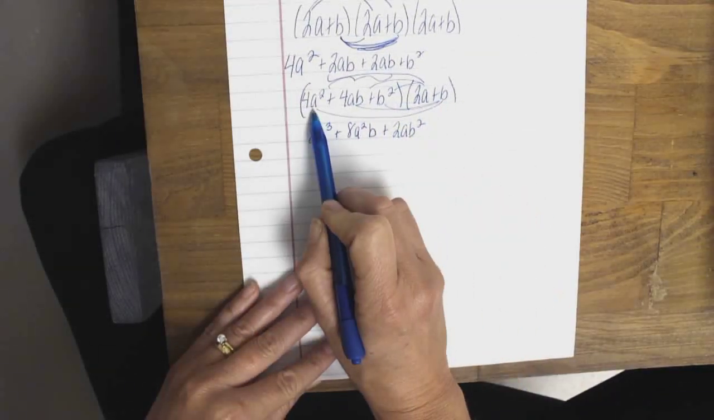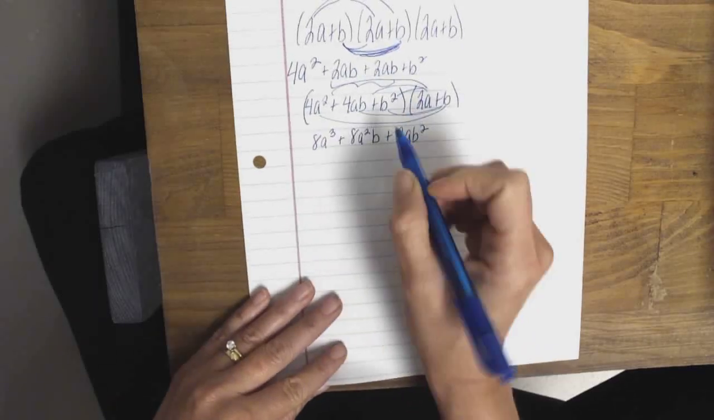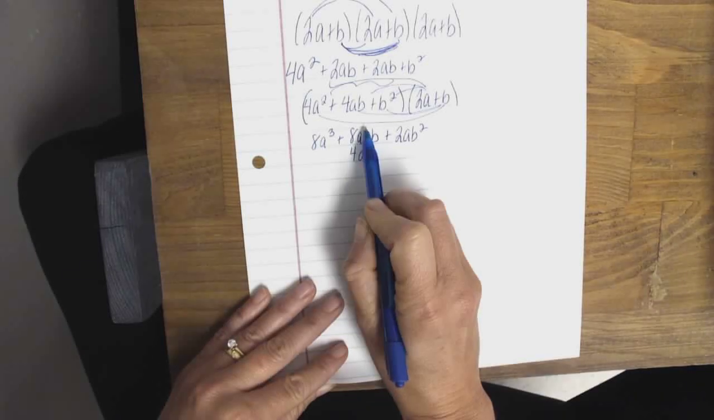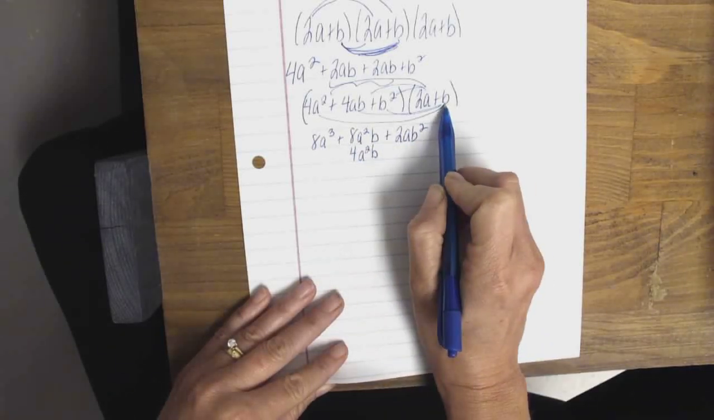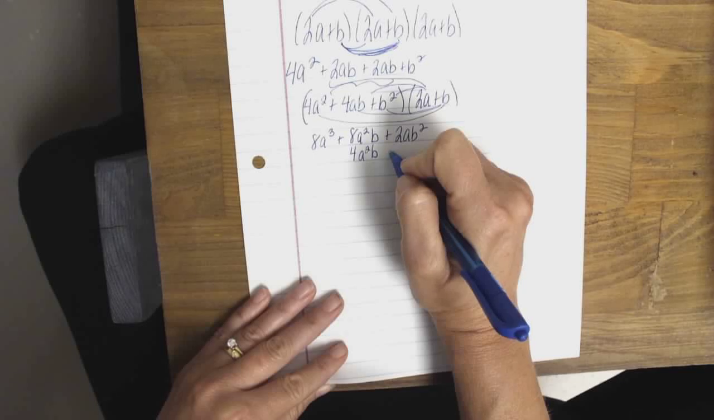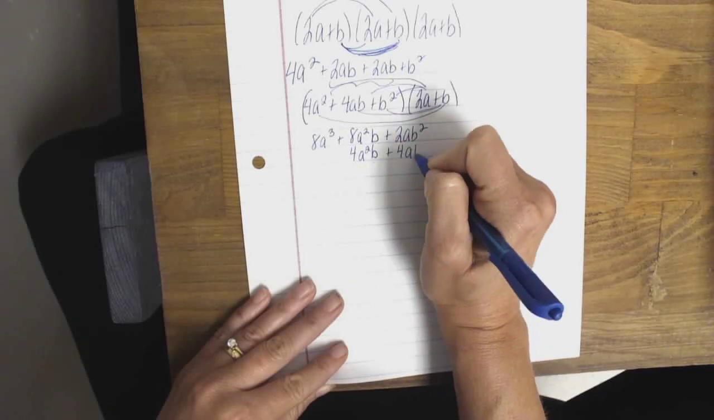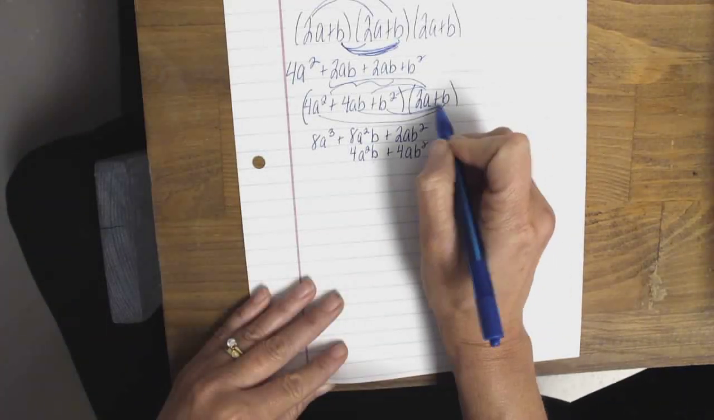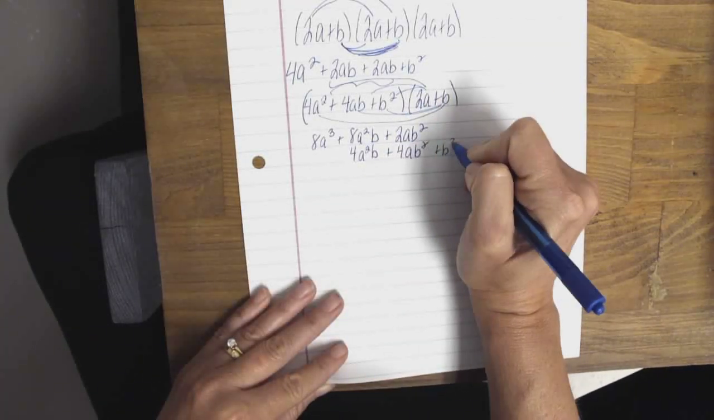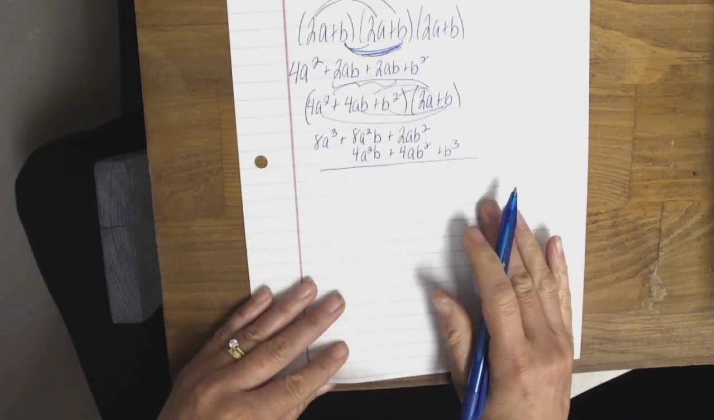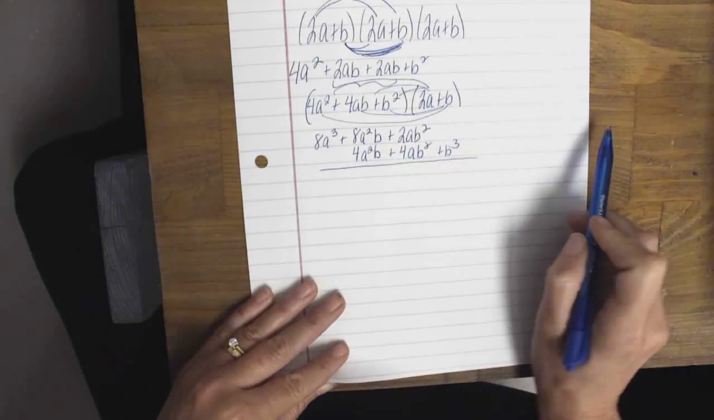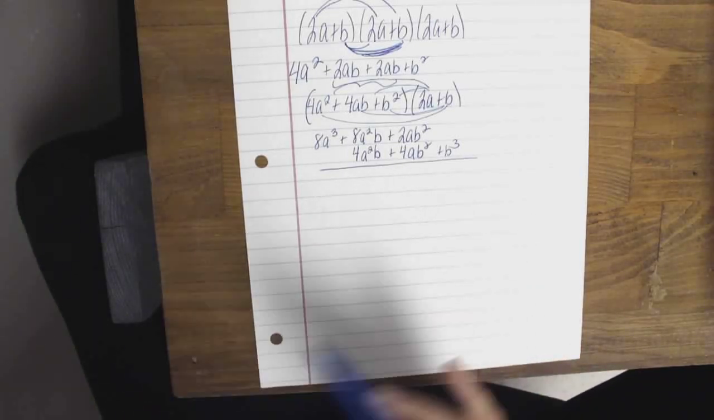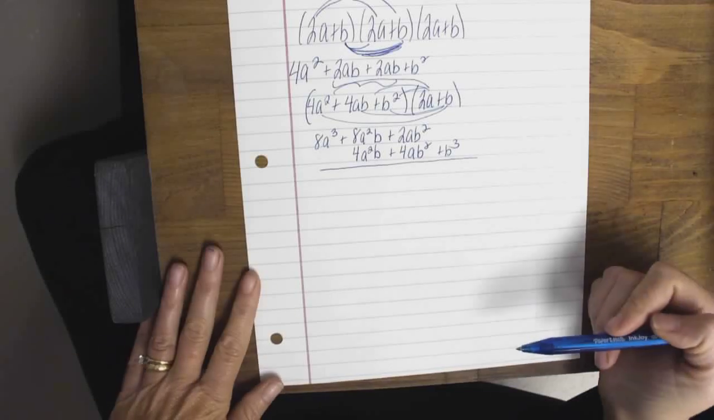b times 4a squared is 4a squared b. I'm going to put it underneath the term that already had a squared b. Now I'm going to take the b times 4ab, which is actually 4ab squared. I'm going to write it underneath the other one that was ab squared, and then b times b squared is b cubed. This is just a personal preference. I know some students write them all in a big line. I like this because it's so easy to miss an exponent that when I write it like this and line them up, I'm just a little more careful.